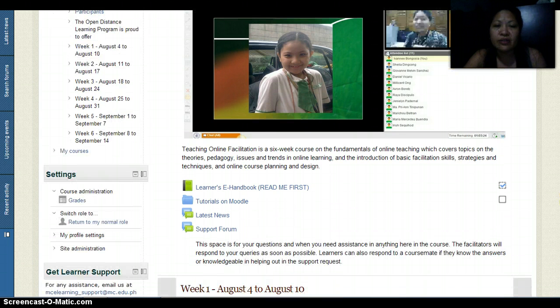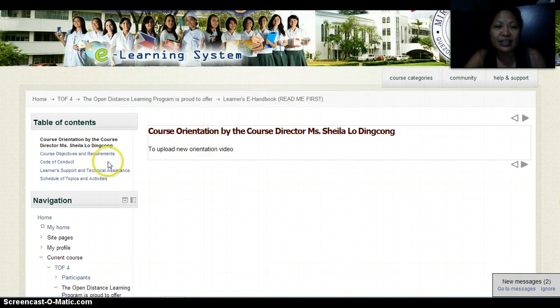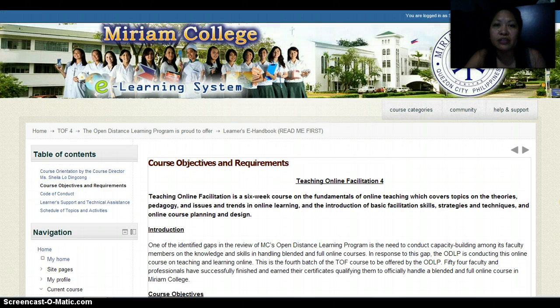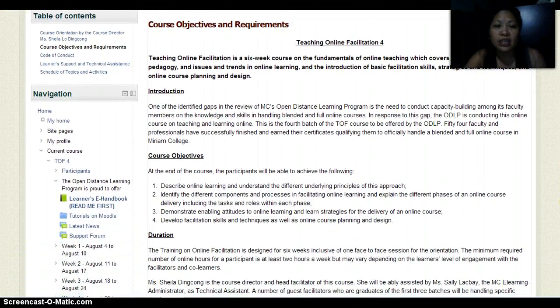Here, it is very important for you to read this learner's e-handbook first. So we will go through this one by one. Here, of course, is where I am, where you will see the video that I am preparing right now. And then we will continue on to the course objectives on the second page of the e-handbook, which contains the course objectives and requirements of this course.